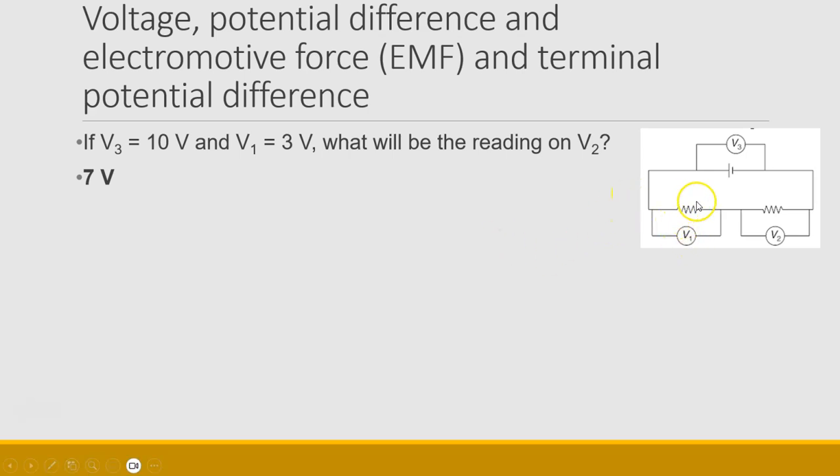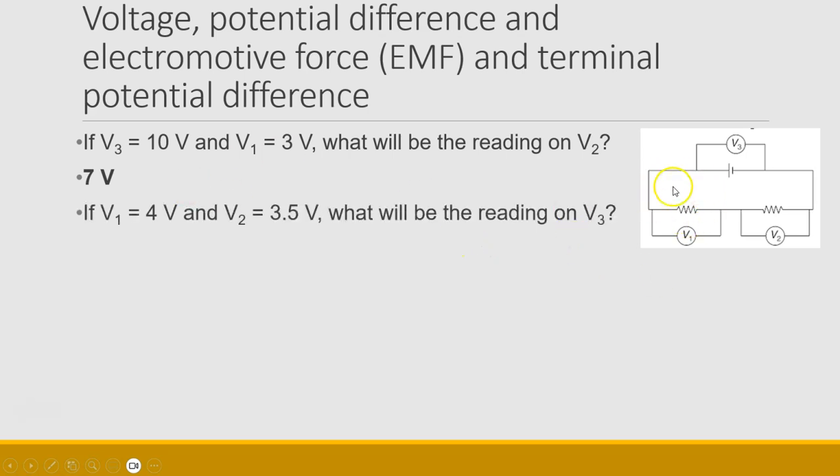Now, if these resistors don't have an identical voltage across them, that means that the resistors are not identical in their resistance. V1 has 3 volts across it, and V2 has 7 volts across it. So that means that the electrons spend more energy getting through this obstacle course than through this obstacle course, which gives us an indication that this resistor over here has a greater resistance.